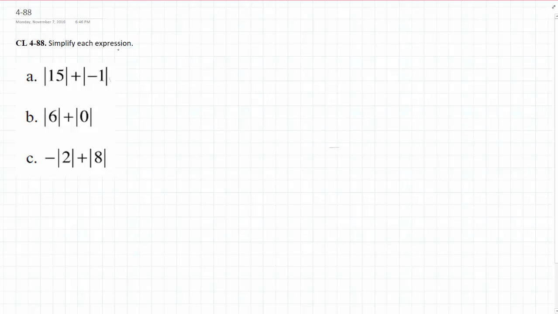4-88, simplify each expression. So we notice we'll have absolute value, and we'll go ahead and calculate absolute value. So for A, we have the absolute value of 15 plus the absolute value of -1. Well, absolute value, if you recall, just means how far away it is from 0. So 15 on the number line would be 15 away from 0. -1 would be 1 away. It's not -1 away, we're just talking about the distance, so it's 1 away from 0, which is going to equal 16.